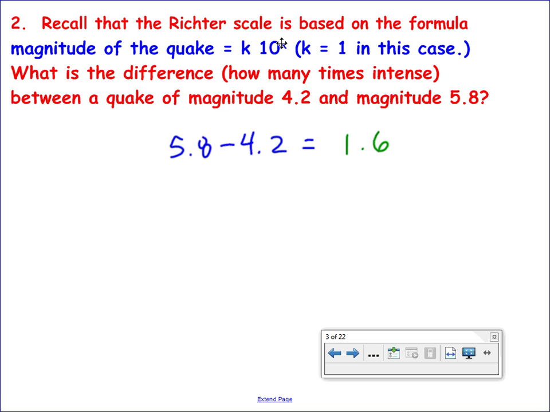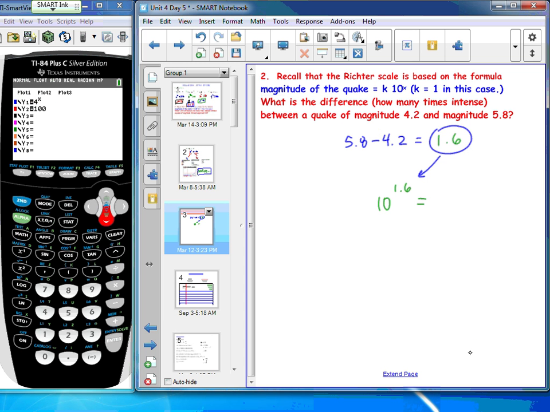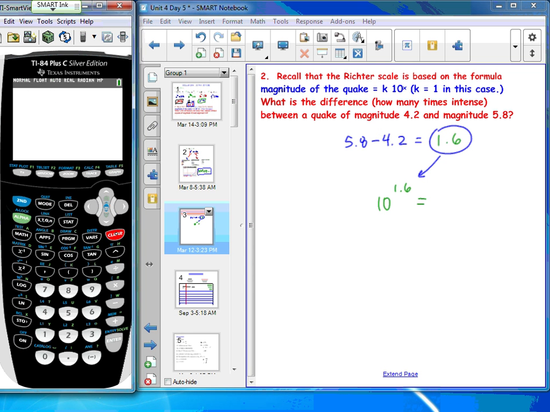And so the larger quake is not 1.6 times as intense, but rather 10 to the 1.6 times more intense. So we'll go ahead and get the approximation. On my regular home screen, we can get an approximation for 10 to the 1.6. And it looks like about 39.8 times as intense. Wow! So about 39.81 times as intense.